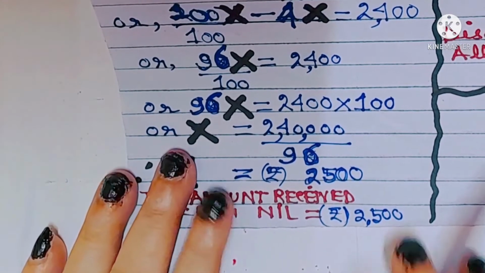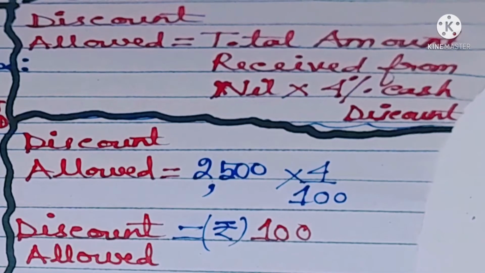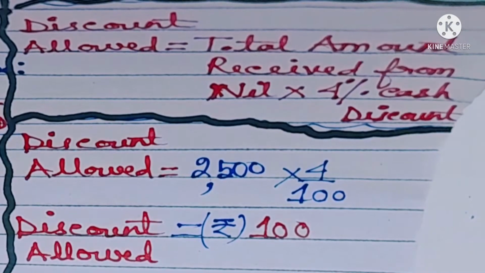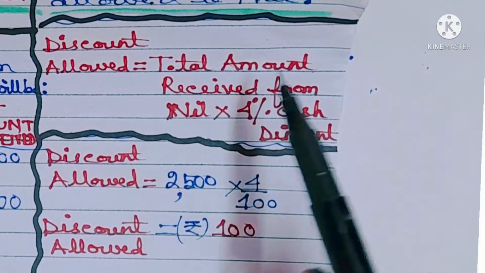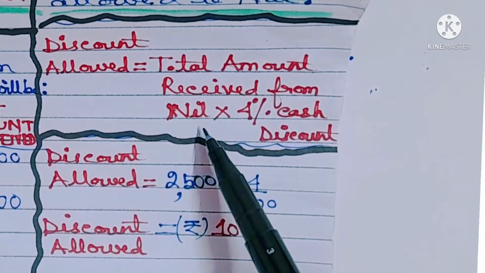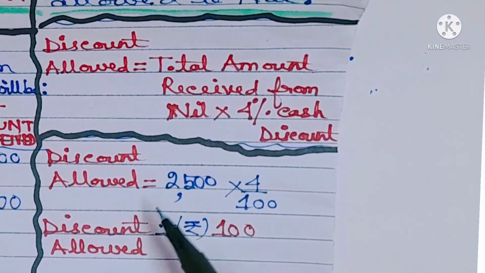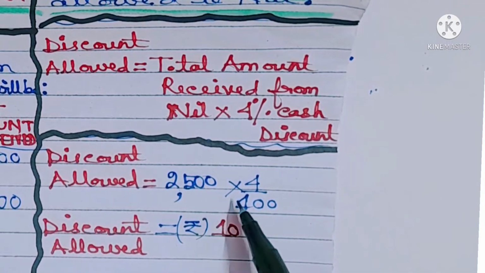So net amount we knew 2,400. What is the total amount received from Neil? 2,500. So calculation of discount is very easy. What is the formula of discount allowed? Discount allowed is equal to total amount received from Neil into 4%. So discount allowed is equal to 2,500 into 4 by 100.